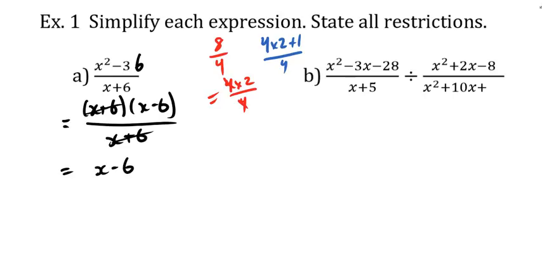But what case would exist where I wouldn't be allowed to do that? I wouldn't be allowed to divide x plus 6 by x plus 6 if x was negative 6. Why would I not be allowed to do that? Because then the x plus 6 part is 0, and you're dividing by 0.